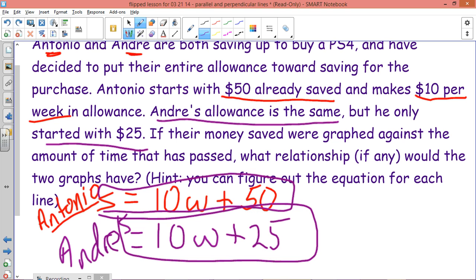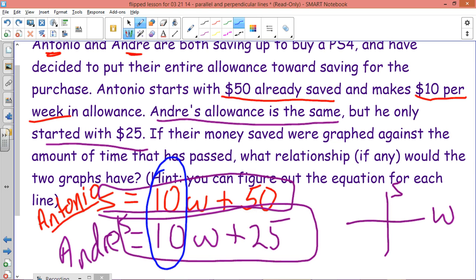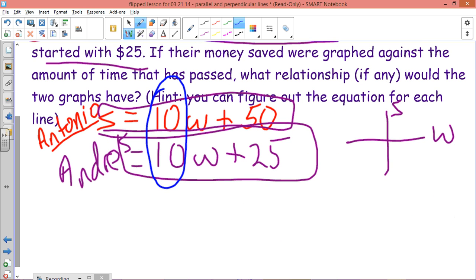If their money saved were graphed against the amount of time that's passed, so S against W, what we would do is put W on one axis and S on the other. If we graphed both of them, what relationship, if any, would the two graphs have? Once I have finished writing the equation for each line, all I need to do is look at the slopes to compare the lines. They both have the same slope, so it doesn't really matter about the starting point in order to talk about the relationship between the two lines. It turns out they have the same slope, so these lines will be parallel.